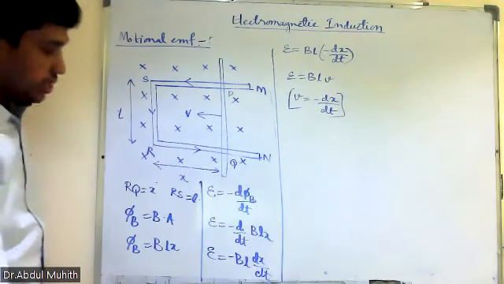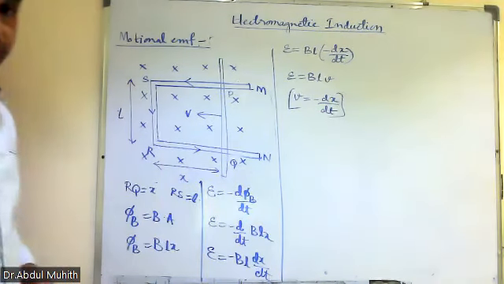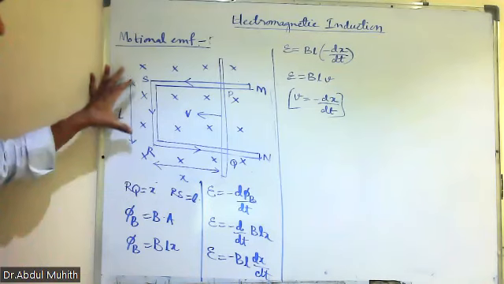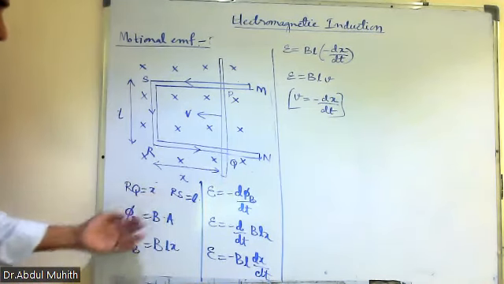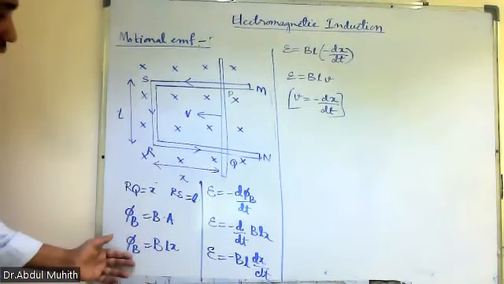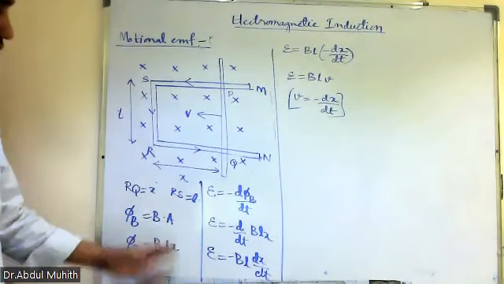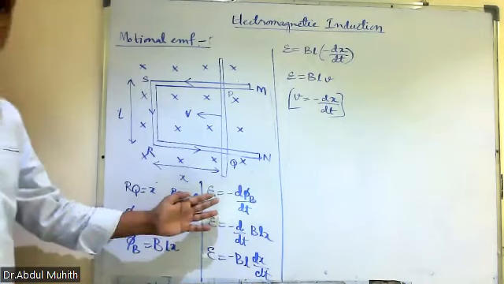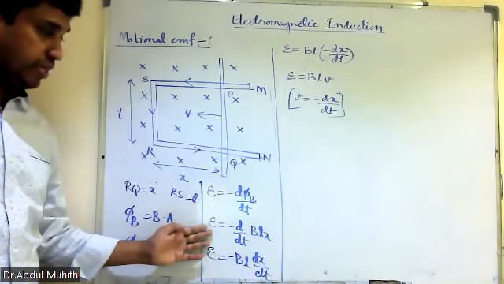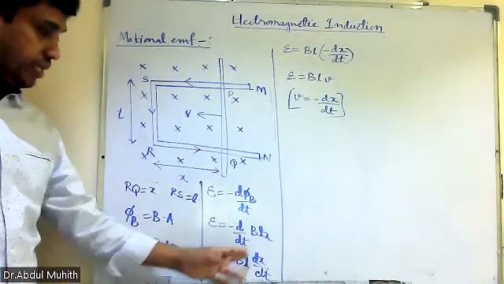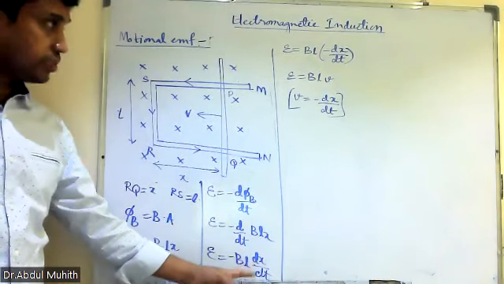Yes, sir. Once again, see sir, from the beginning, RQ, length and width. Suppose L is the length, X is the width, RQ is equal to X, RS is equal to L. Phi is equal to B dot A. Phi is equal to B into LX. The induced EMF is equal to rate of change of magnetic flux, d by dt of phi B. So d by dt of phi B is BLX. BL you take outside and it becomes dx by dt.